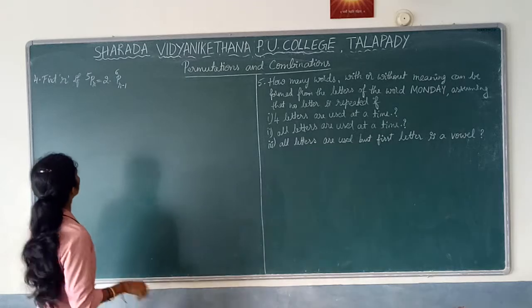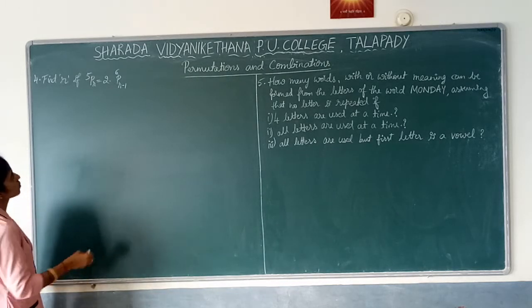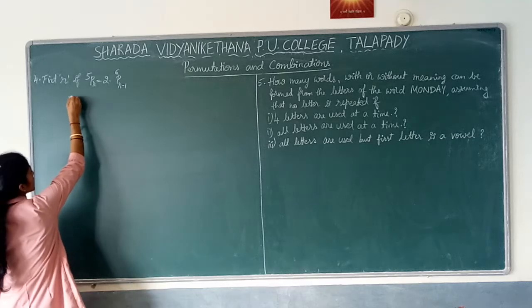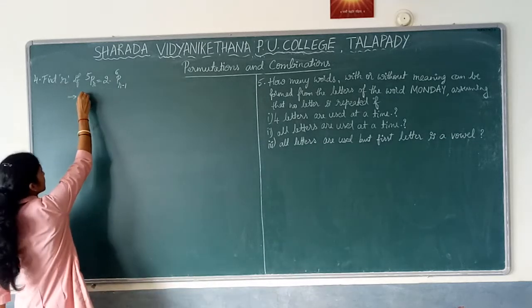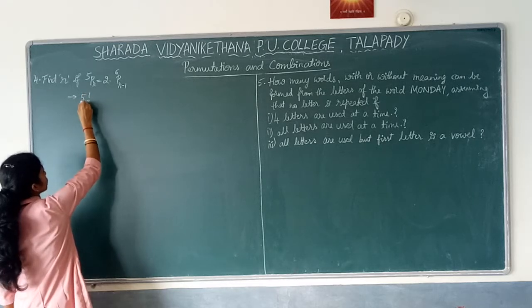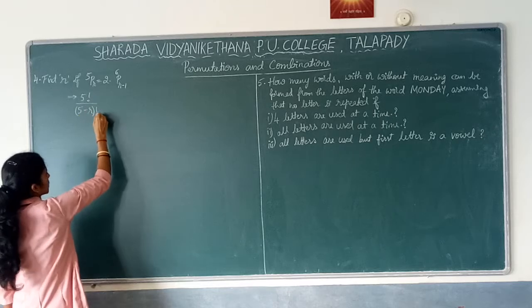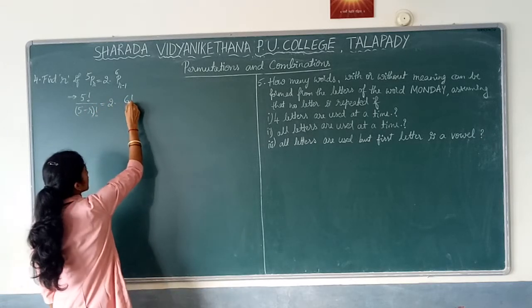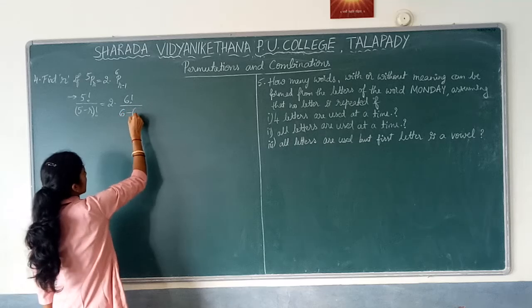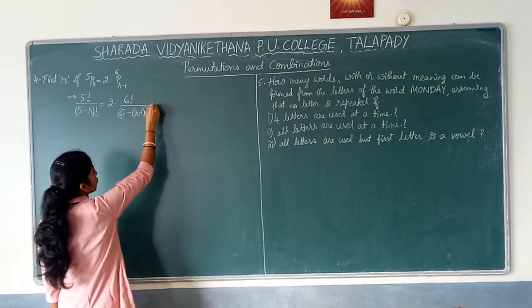Next problem. Find r if 5Pr is equal to 2 into 6P(r minus 1). Now see from here, I use the formula here. 5Pr is equal to 5 factorial divided by (5 minus r) whole factorial, is equal to 2 into 6 factorial divided by (6 minus (r minus 1)) whole factorial, right? In the place of r we have r minus 1.